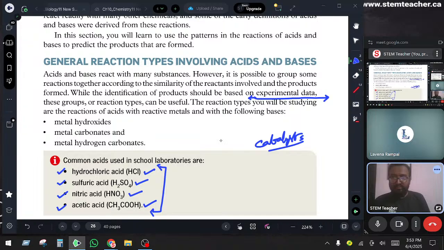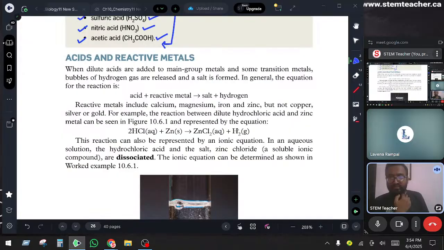When dilute acid is added to a main group metal and some transition metals, bubbles of hydrogen gas are released and salt is formed. In general, the equation of the reaction is acid plus reactive metal produces salt and hydrogen gas. Okay, salt and hydrogen gas. For example, HCl aqueous, zinc metal, so zinc chloride and hydrogen gas.